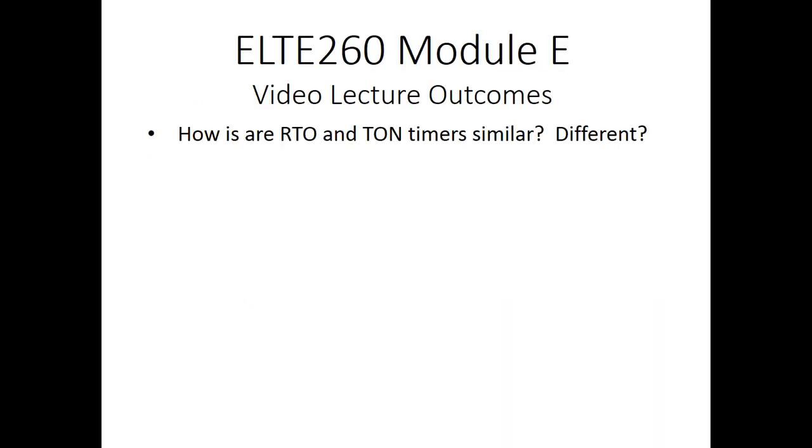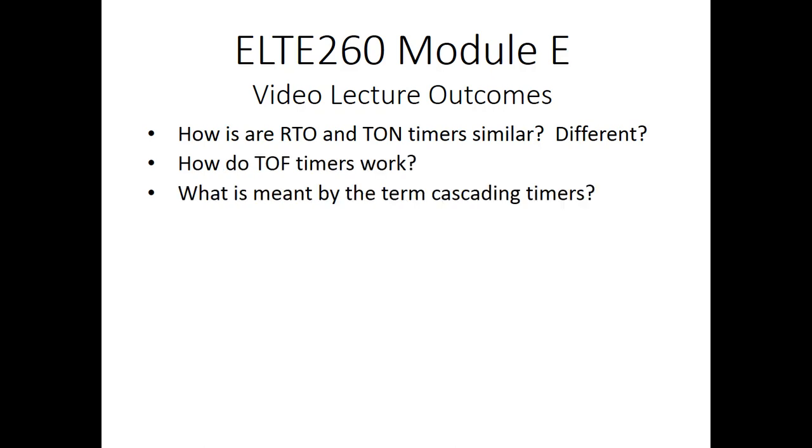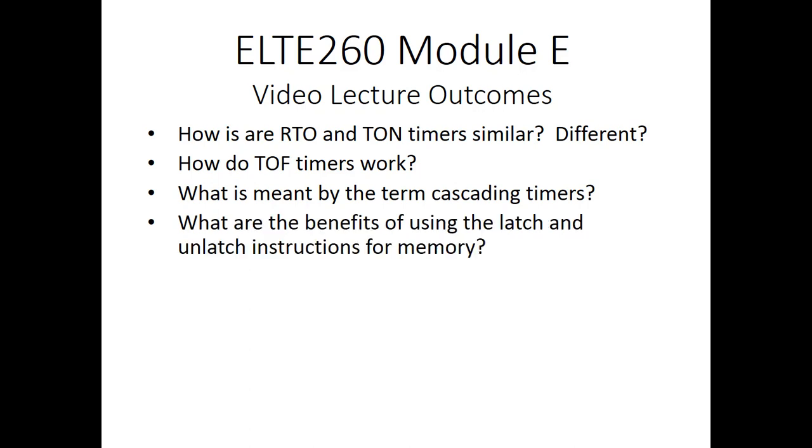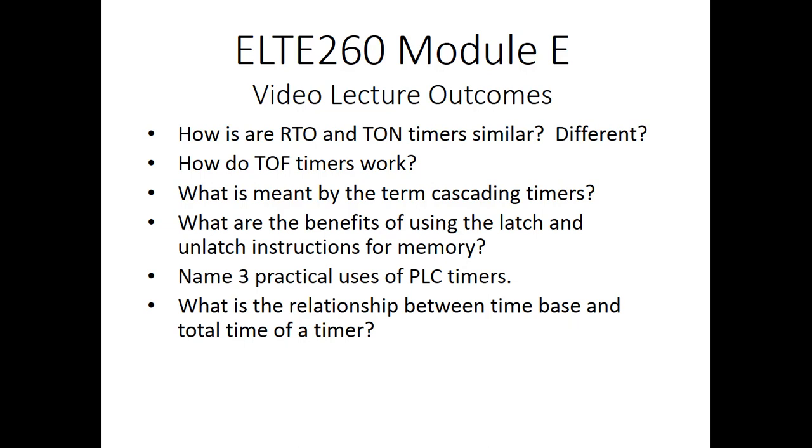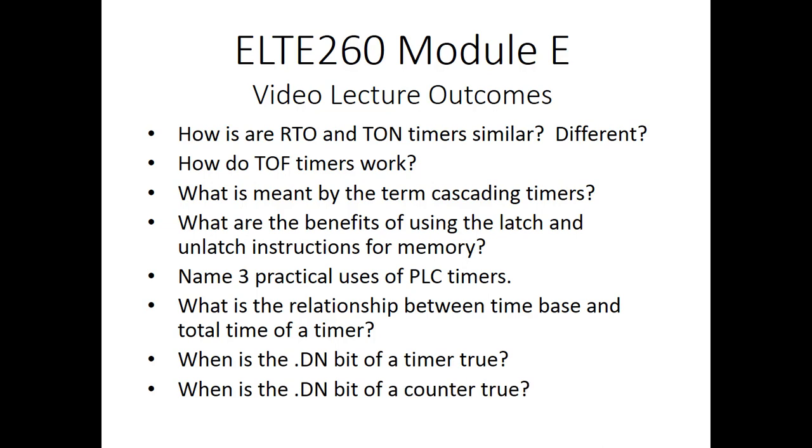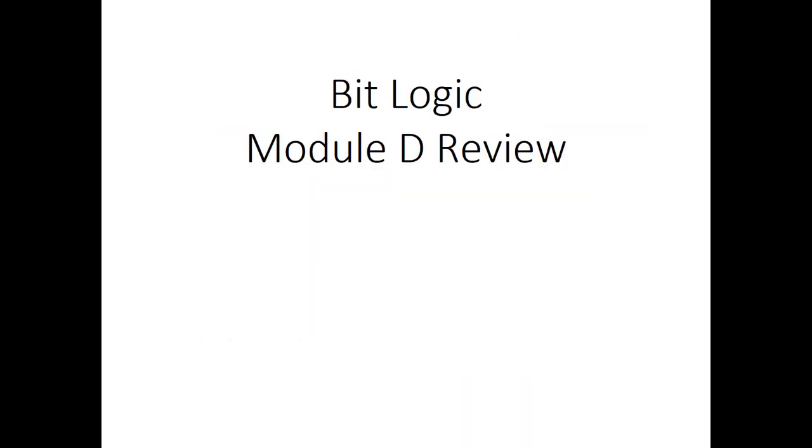So here are our outcomes. How are RTO and TON timers similar, and how are they different? How do TOF timers work? What is meant by the term cascading timers? What are the benefits of using the latch and unlatch instructions for memory? Name 3 practical uses of PLC timers. What is the relationship between time base and total time of a timer? When is the .DN bit of a timer true? When is the .DN bit of a counter true?